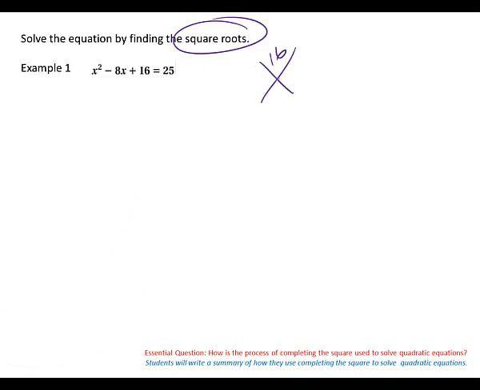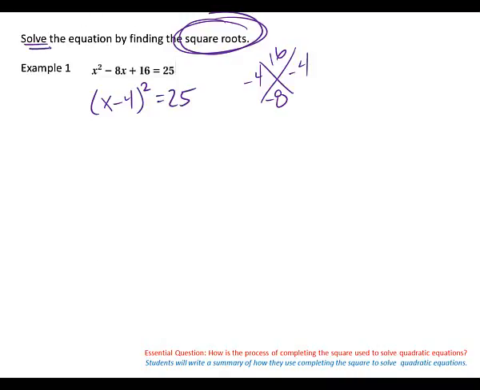So two numbers that multiply to 16 and add to negative 8. What are they? Negative 4 and negative 4. Okay, so we want to be super cool. I'm going to force you to be super cool on this one today. So I want you to write that as x minus 4 squared. Do you see where the square root's going to come in now?